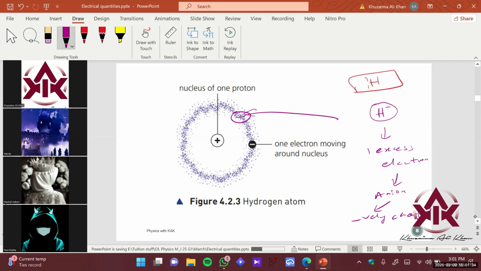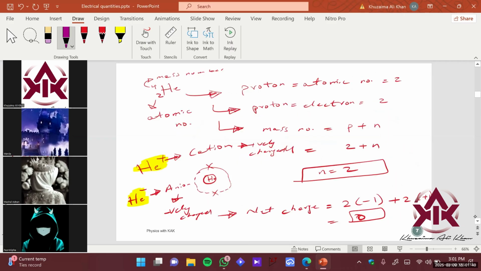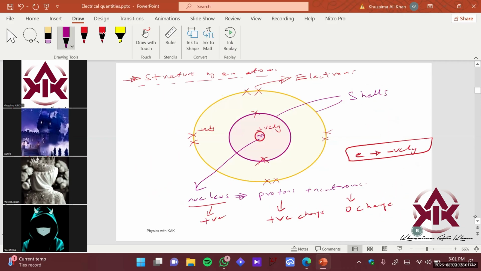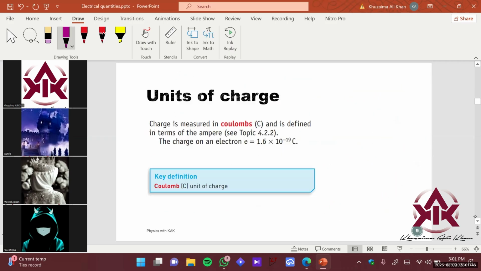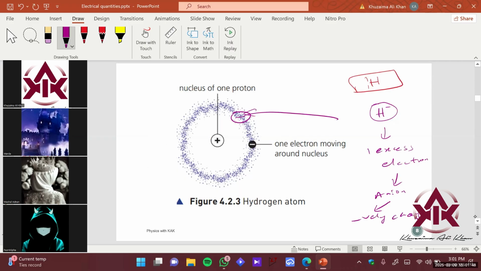So if we have charged surfaces in contact with each other, we can have forces of attraction and repulsion. That is the reason we have static charges over here. So now they are basically saying the same thing over here.